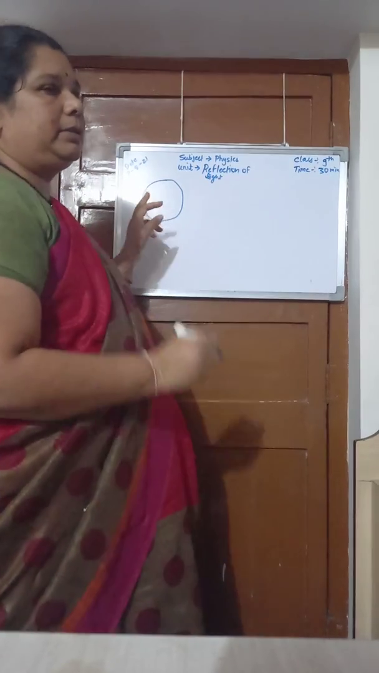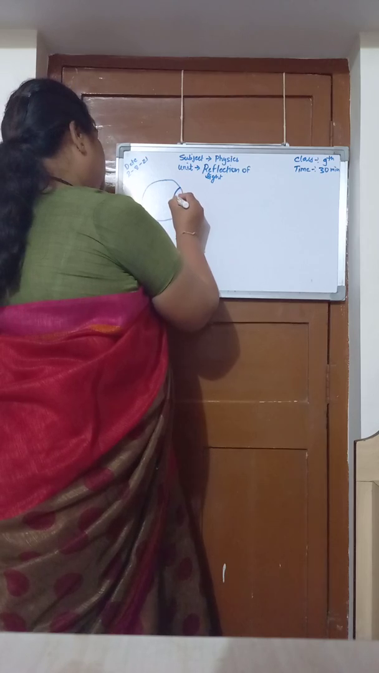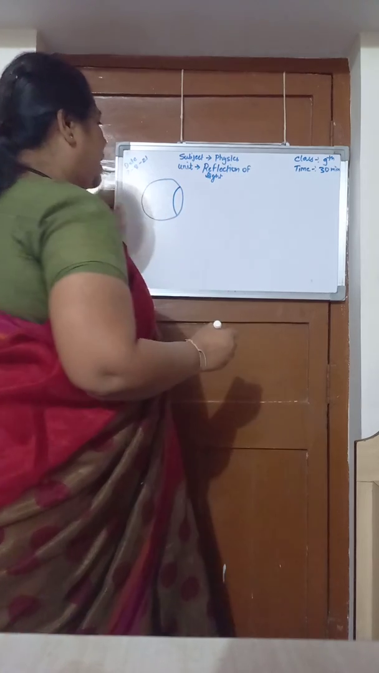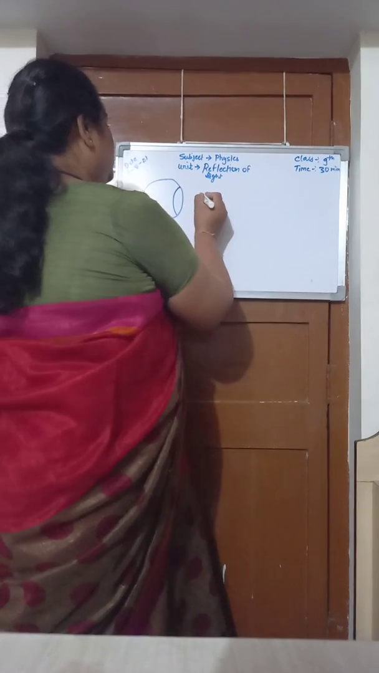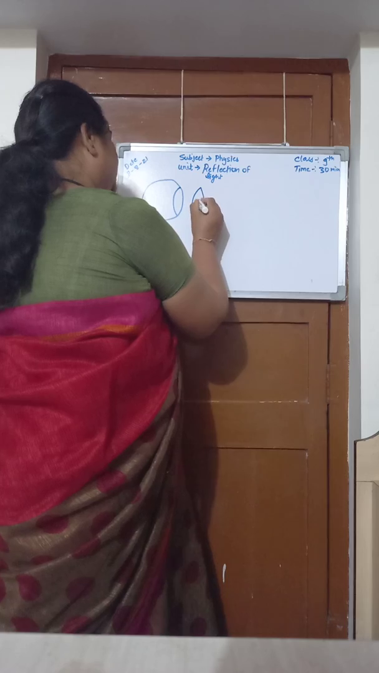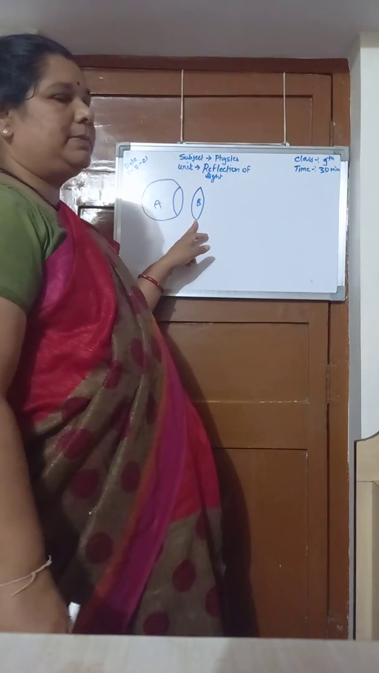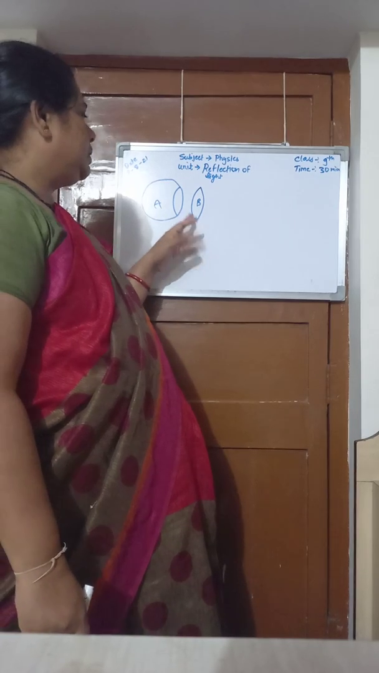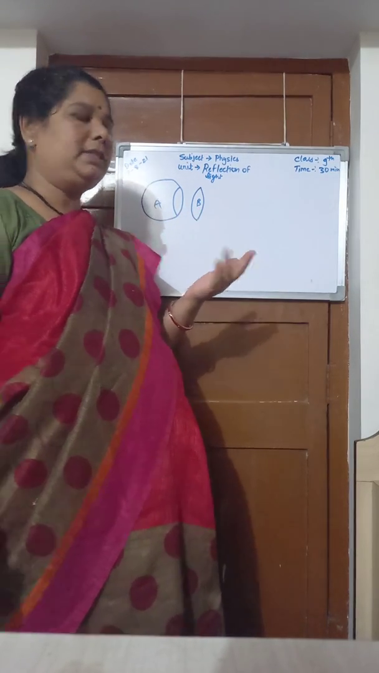Consider this hollow glass sphere, and we have to cut some part of the hollow glass sphere. This part is the spherical mirror. This is A part, this is B part. This part is called a spherical mirror. It has two surfaces, inner surface and outer surface.